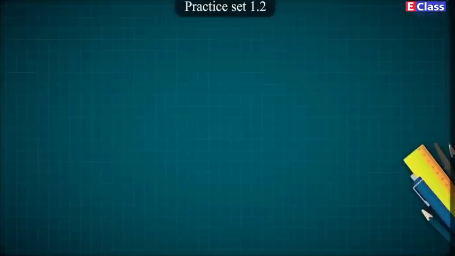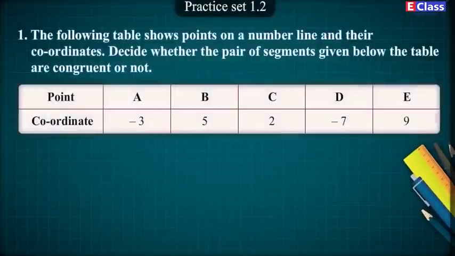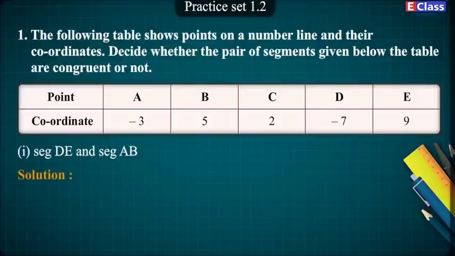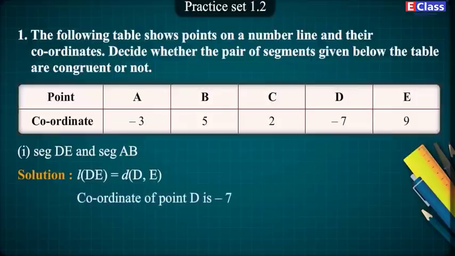Practice set 1.2. 1. The following table shows points on a number line and their coordinates. Decide whether the pair of segments given below the table are congruent or not. 1. Segment DE and segment AB. Solution. Length of DE is equal to distance of DE. Coordinate of point D is -7. Coordinate of point E is 9.